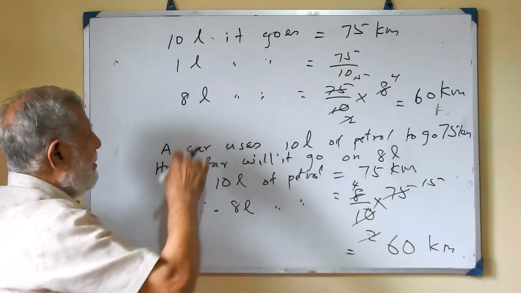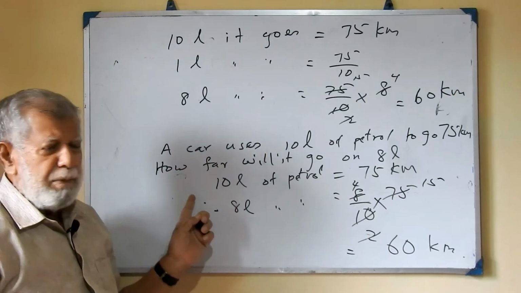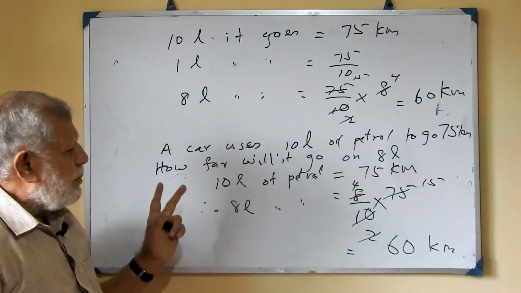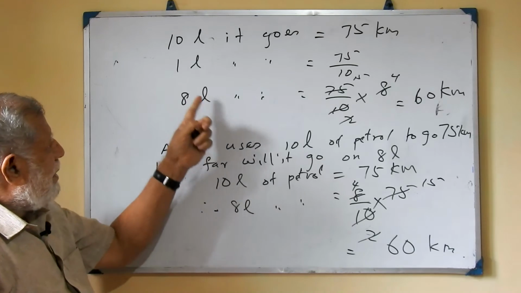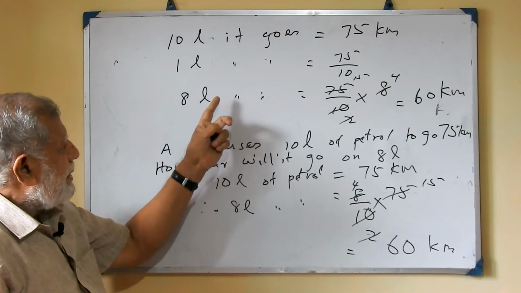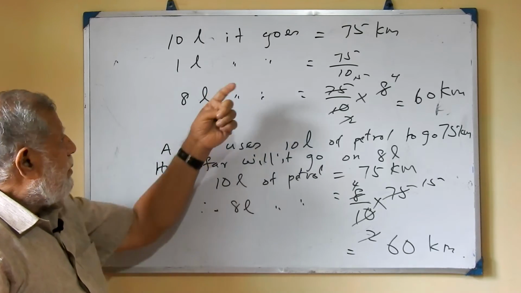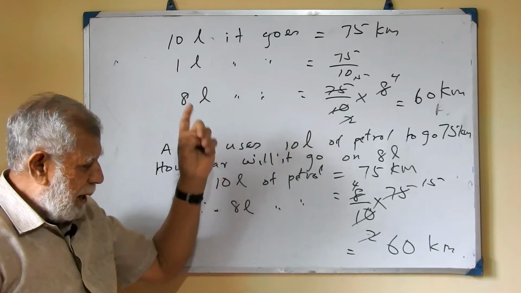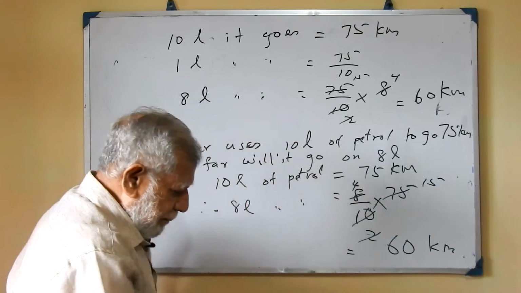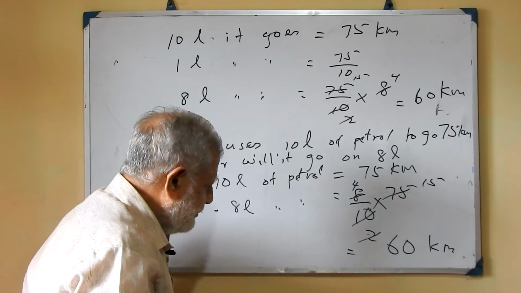This is the unitary method. This is the divisional method. The divisional method takes only 2 steps, whereas the unitary method takes 3 steps. But you must know both methods, because the unitary method will also be needed for other types of sums. Okay, we'll take another example.